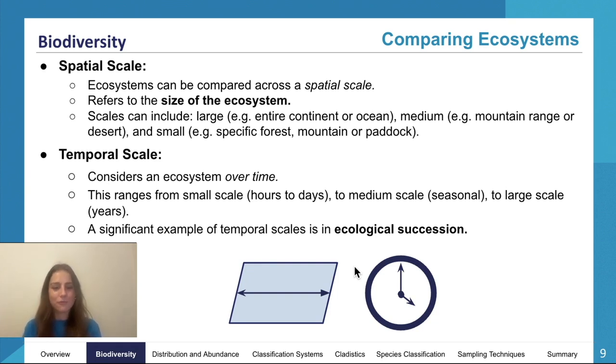Okay, so hopefully you're able to recognize what ecological succession is now. We're going to move on to the next one.